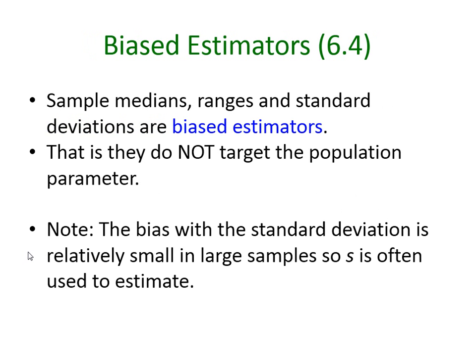Now, notice the ones that were left out. Sample medians, ranges, and standard deviations were not part of that. They are biased estimators. That is, they do not target the population parameter. So the mean of the sample medians, where the median, remember, is that middle value, is not going to target the population median.